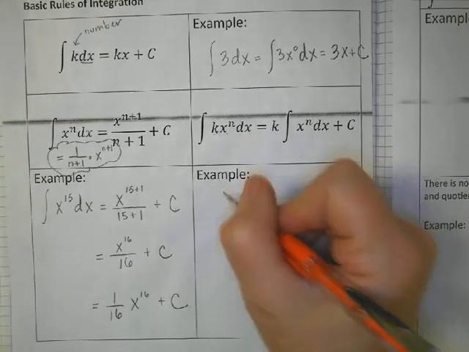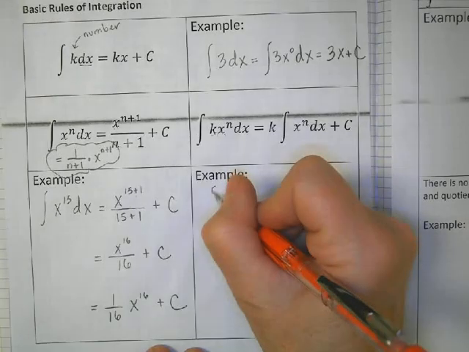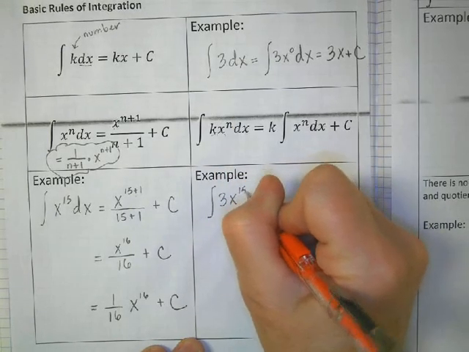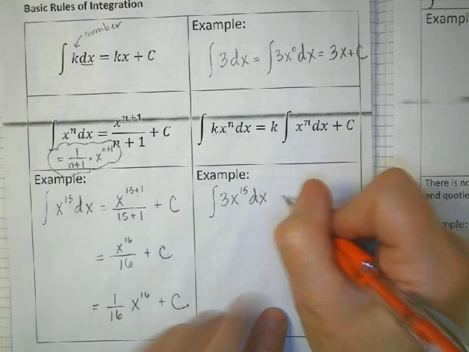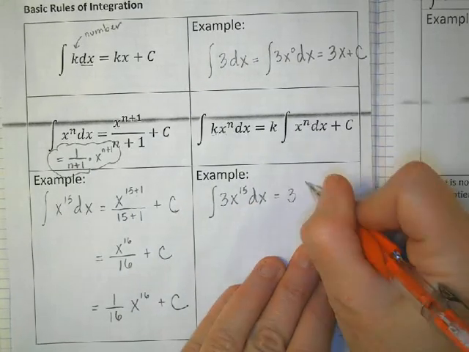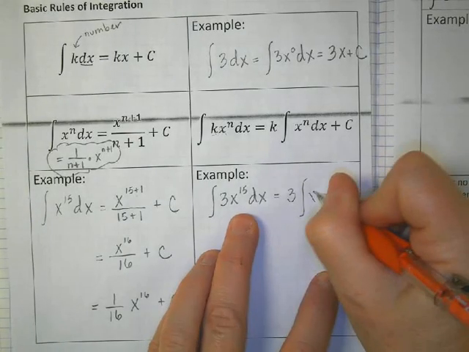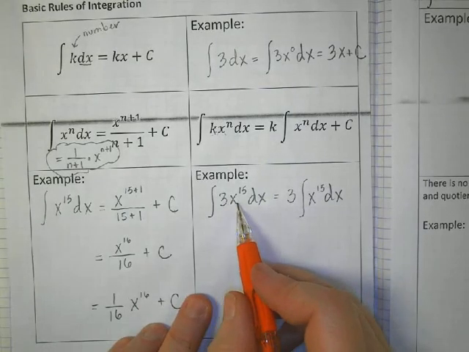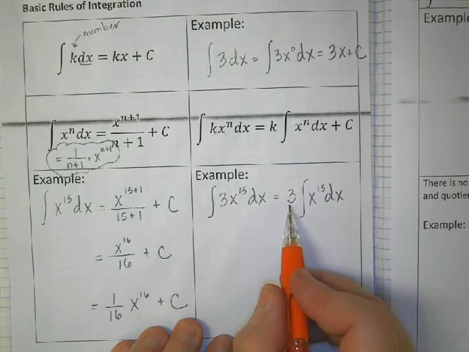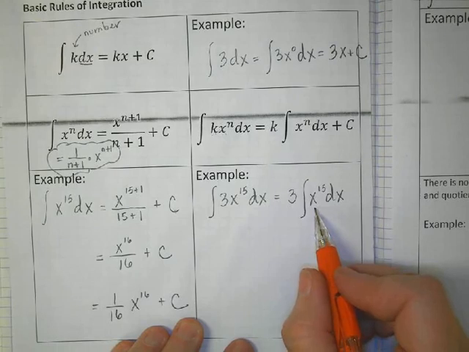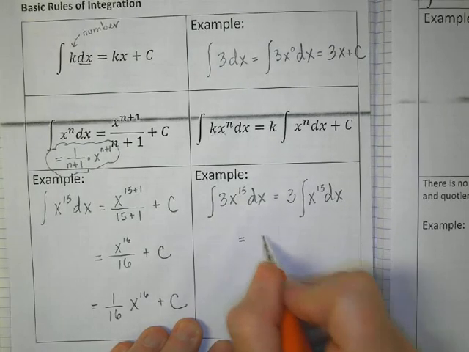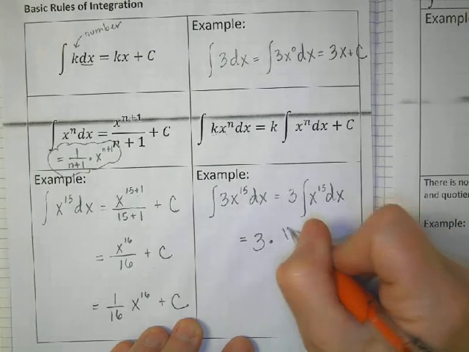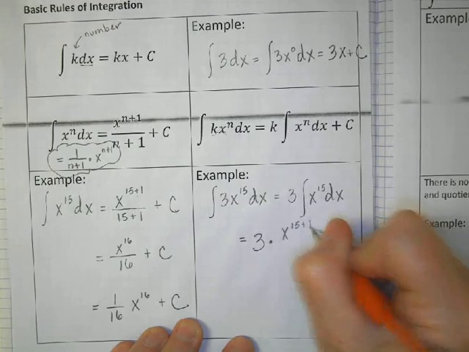So I'm going to start with this one again, but this time I'm going to put in that 3. I'm going to write 3x to the 15th dx. So this is the same thing as doing 3 times x to the 15th dx. So if I just have a number in here being multiplied with my x, I can just pull it out to the side. Now I'm going to go ahead and integrate that x to the 15th. So I keep my 3, and then I'm going to integrate this. X to the 15, so x to the 15 plus 1 divided by 15 plus 1.